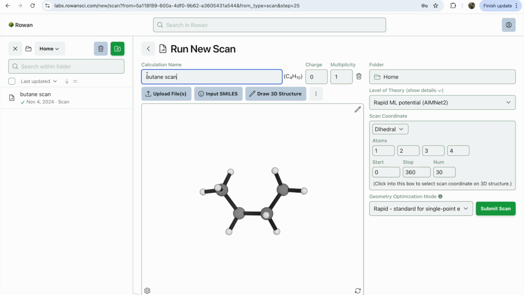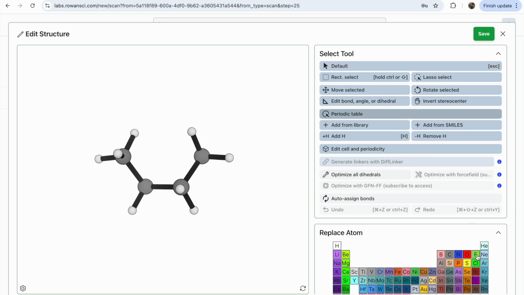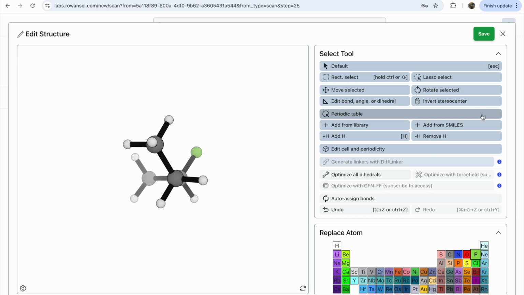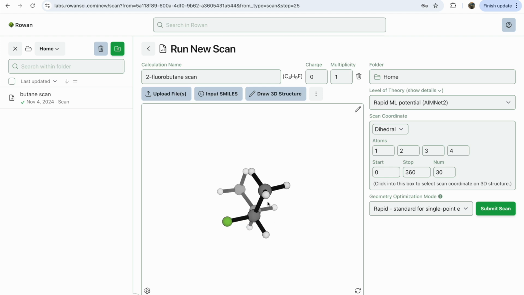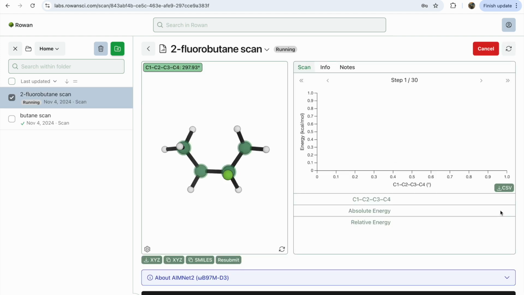And instead of butane this time, let's look at 2-fluorobutane. To do this, we will go to the periodic table function here, select fluorine, and put this in here. So this will break the symmetry of the system. We'll say save. And now we'll have an extra bulky group here. Probably not quite as bulky as the methyl group, but still a noticeable amount larger than hydrogen. So it will be pretty interesting to see how this modulates the energetics around this CC single bond. We'll submit this scan just like we did the first, and it will start running.